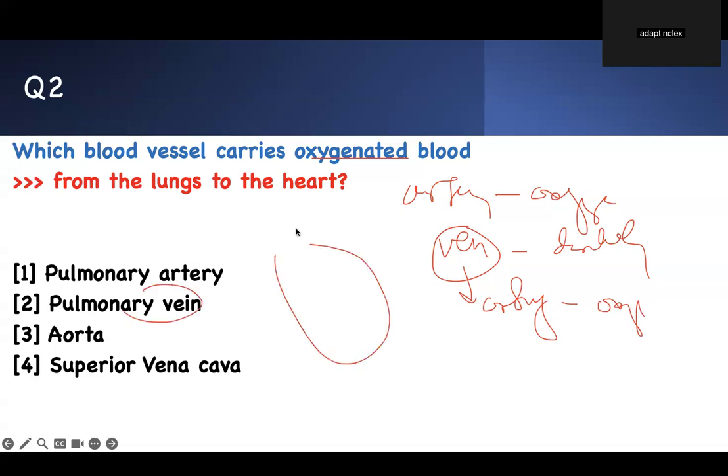And this is the way it looks. This is your lung. Blood from your heart goes to the lungs using the pulmonary artery, and it comes back with the pulmonary vein. So the pulmonary artery carries deoxygenated blood. This is actually oxygenated. It has to be the pulmonary vein.